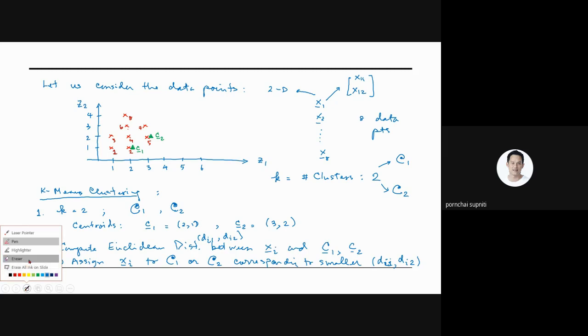Okay. So that's okay. So next, let's do step number 2. What we do for step number 2 is compute all the Euclidean distances. So let's take a look.